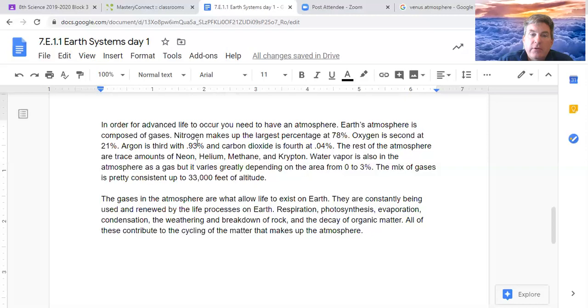Now argon, right here at 0.93%, and then neon, helium, and krypton. Argon, neon, helium, and krypton. Those four gases are what we call noble gases. They don't actually react with anything else.